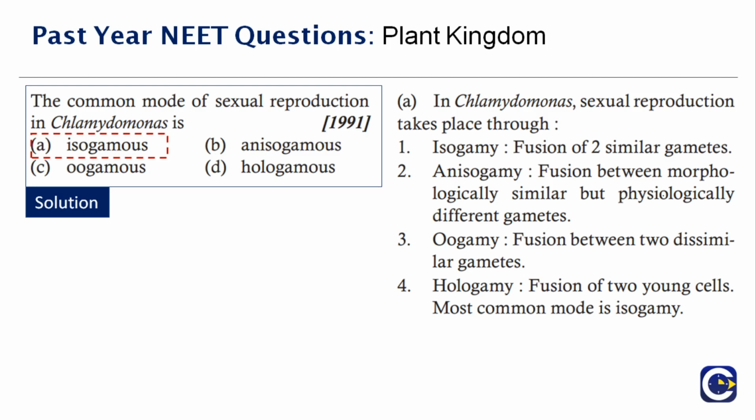Now, there's something called halogamy. Can anybody recall what it is? See, halogamy is a fusion of two young cells, mostly the common mode of isogamy. In isogamy, it's talking about mature cells, but in halogamy the only difference is that it is the fusion of two young cells. Mostly it resembles isogamy in nature. Now you understand the difference between iso and halo. Therefore, the correct answer to this question is option A, isogamy or isogamous.